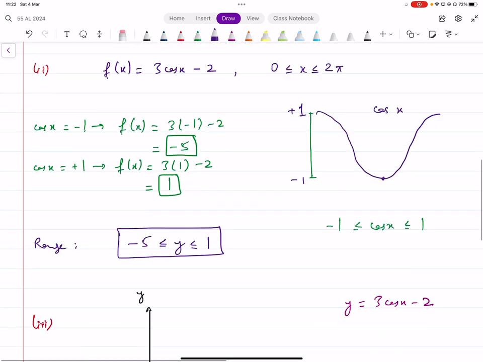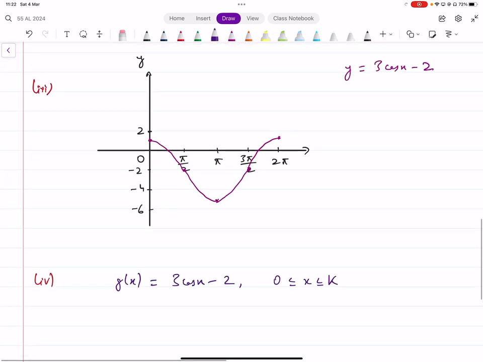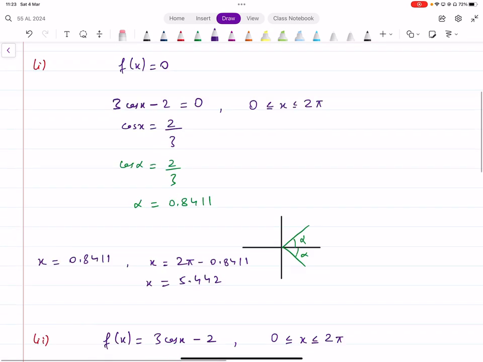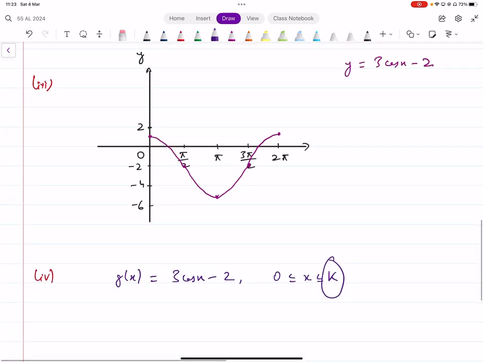How do you figure this out? It's the same expression 3 cos x minus 2, but where does its domain start? It starts from 0, the same point, but the end point is not known. What's the maximum value of the end point such that this function would have an inverse? What do you think? Maximum value of x for which this function would have an inverse. You need to figure this out.